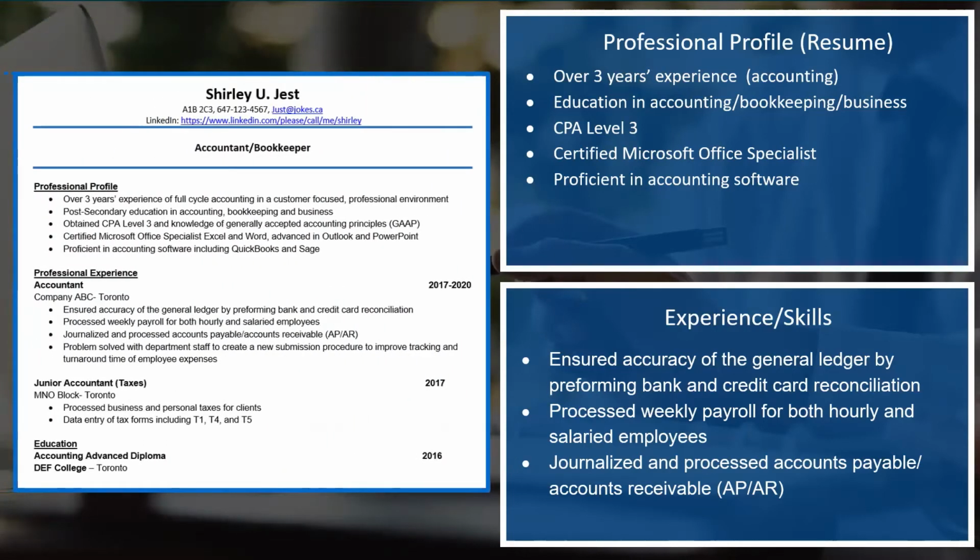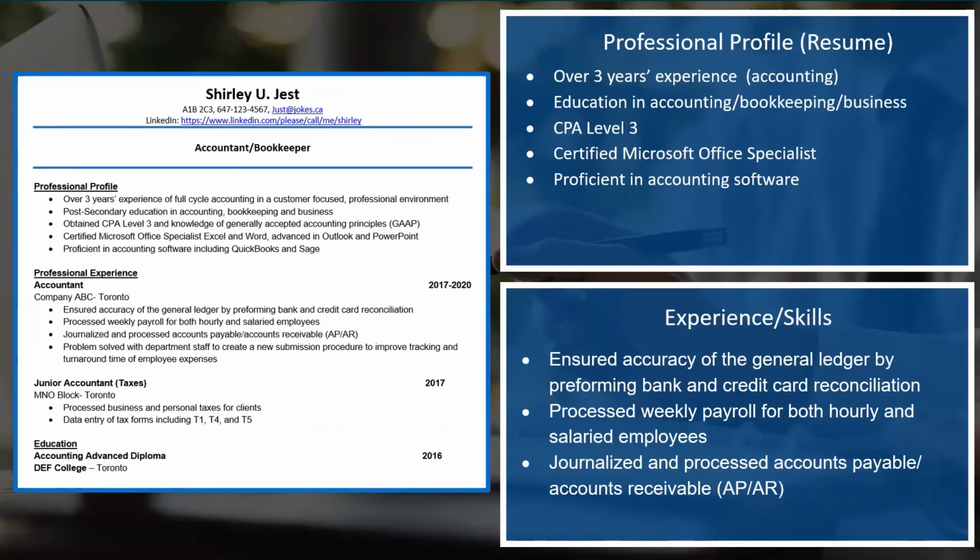So here is a resume from one of our favorite job seekers. Her name is Shirley Uchest, but we'll just call her Shirley. And she is an accountant and bookkeeper, and she has been working for over 3 years and so forth. And she's gone through this T-bar method. So how does the T-bar method look on her resume?